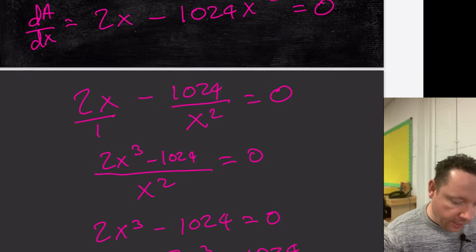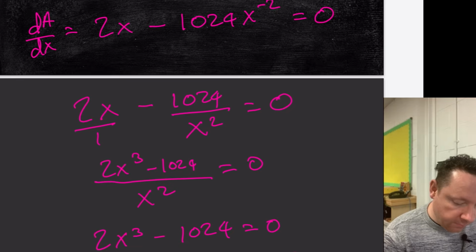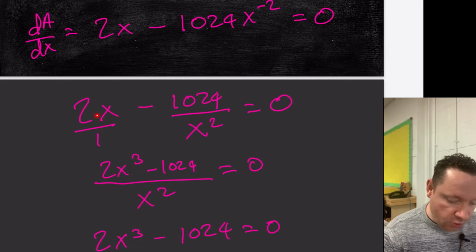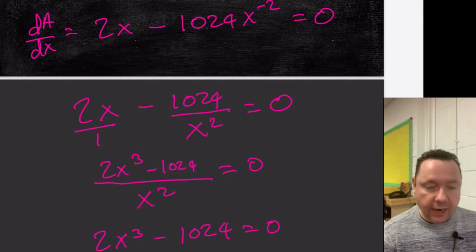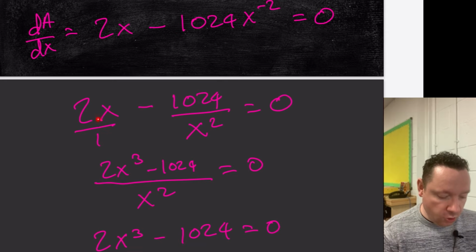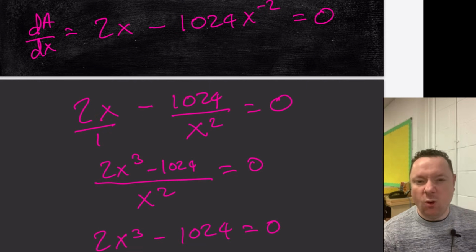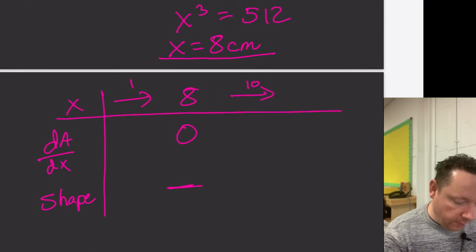Remember, dA by dx was this thing here, 2x minus 1024 over x squared. So if I pick 1, I get 2 minus 1024 over 1. 2 minus 1024, that's obviously negative. So we can straight away say that that is negative when it's 1, so it's going down the way.